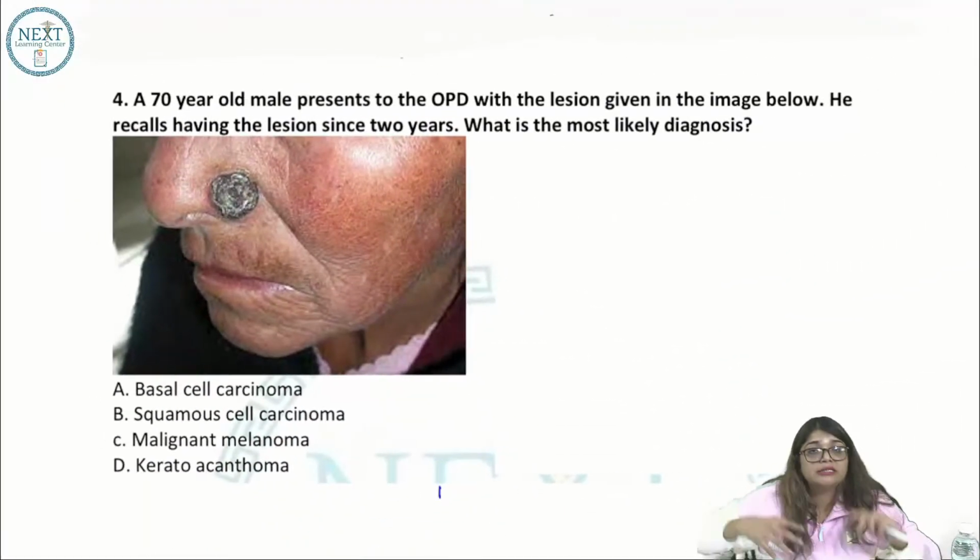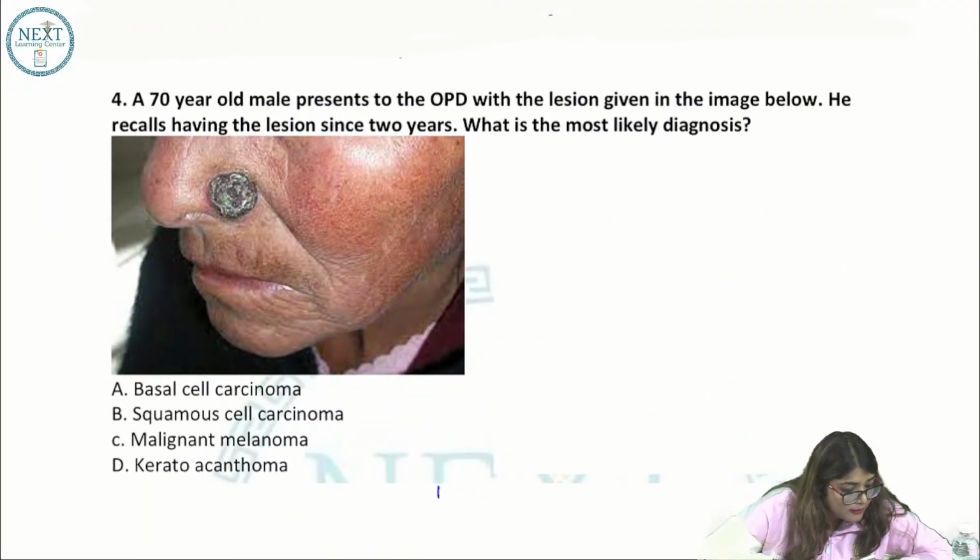Now we are going towards cancers, skin cancers. So look at this.